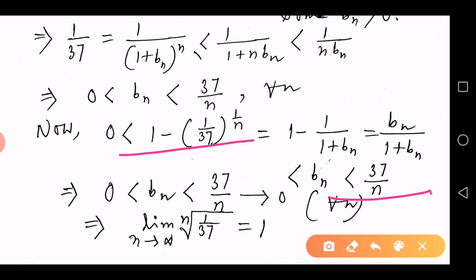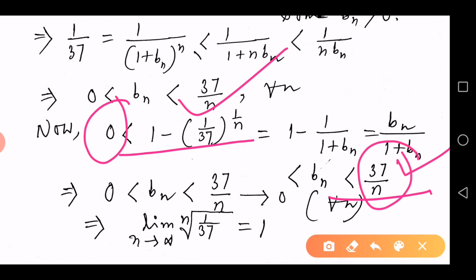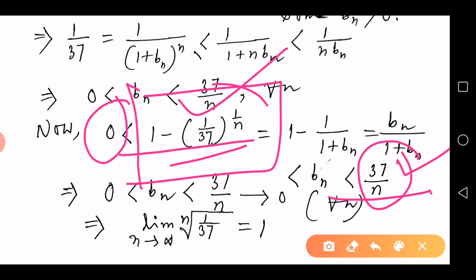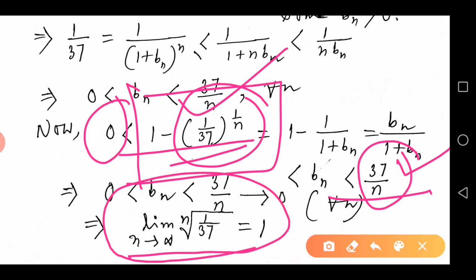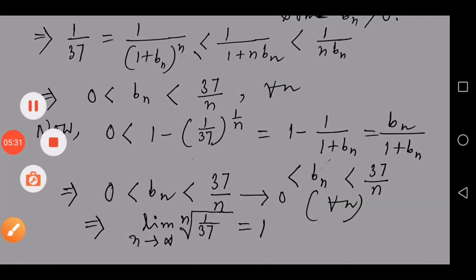0 less than 1 − (1/37)^(1/n) is less than 37/n. The limit of 0 equals 0, and the limit of 37/n equals 0. Therefore, the limit of this quantity is also 0. That means the limit of (1/37)^(1/n) equals 1. In other words, the limit as n tends to infinity of the nth root of 1/37 equals 1. That is, the sequence nth root of 1/37 converges, and converges to 1.